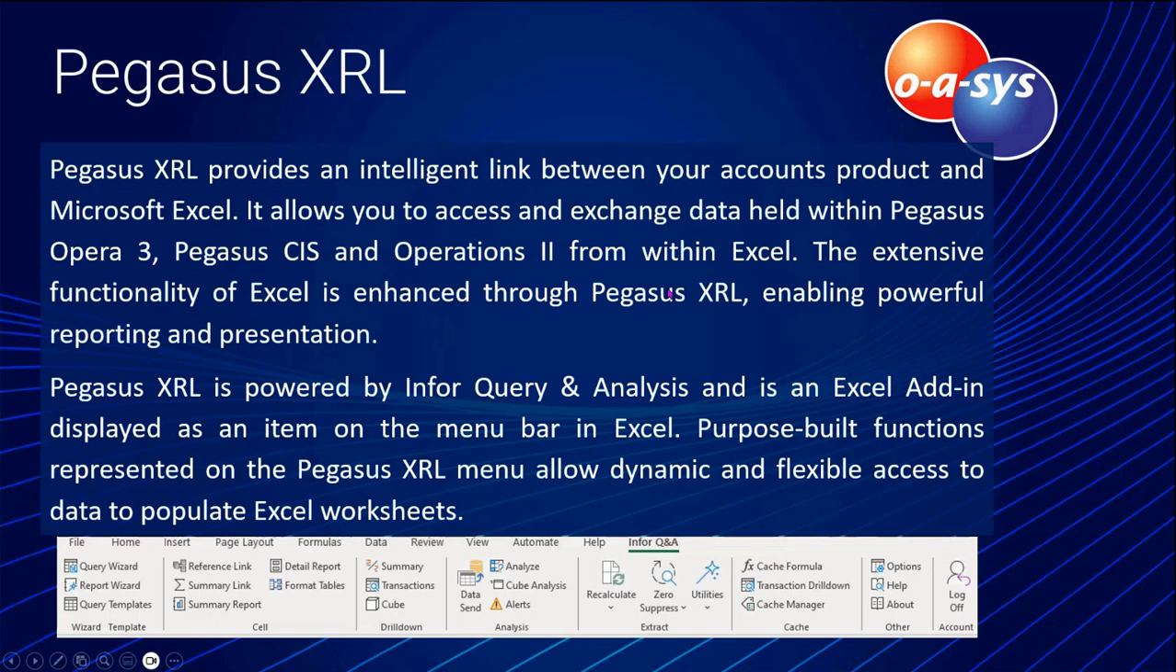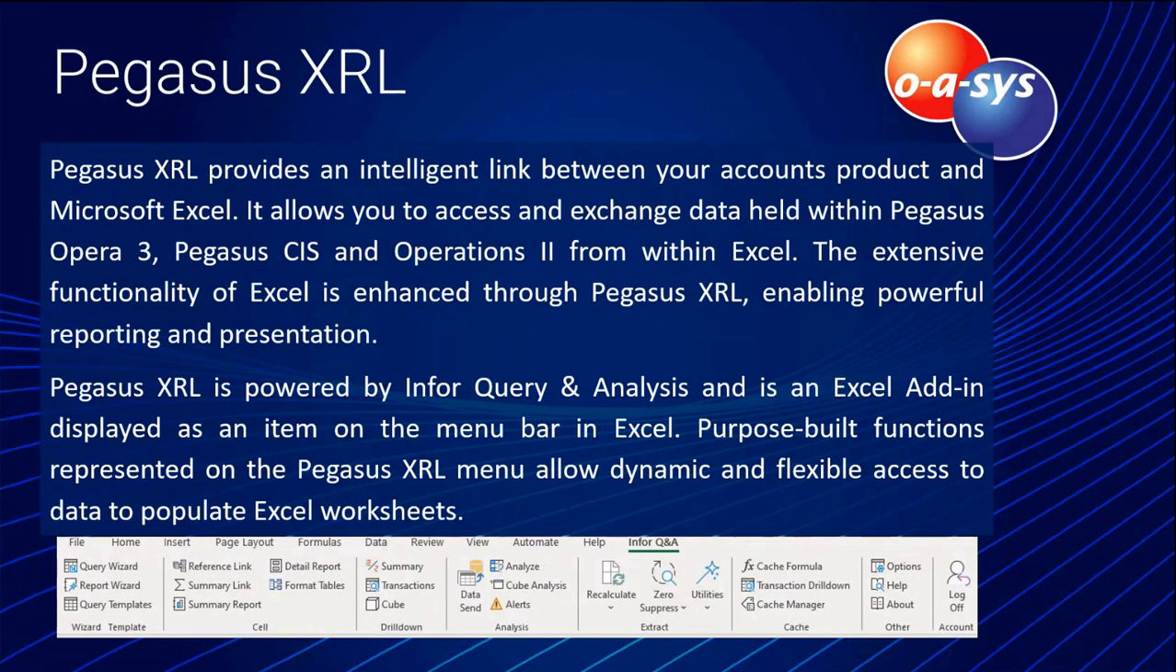So Pegasus XRL provides an intelligent link between your accounts product and your Microsoft Excel. It allows you to access and exchange data held within Pegasus Opera 3, all versions, as well as Pegasus CIS and Operations 2. And that's done from within Excel. The extensive functionality of Excel is enhanced through XRL, enabling powerful reporting and presentation.